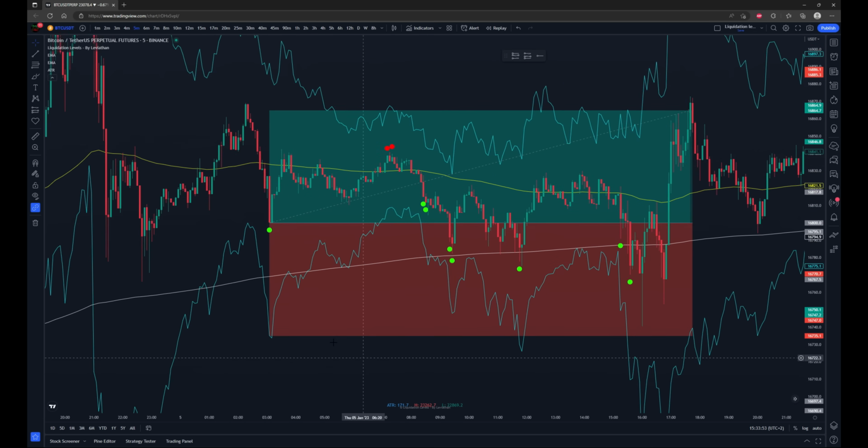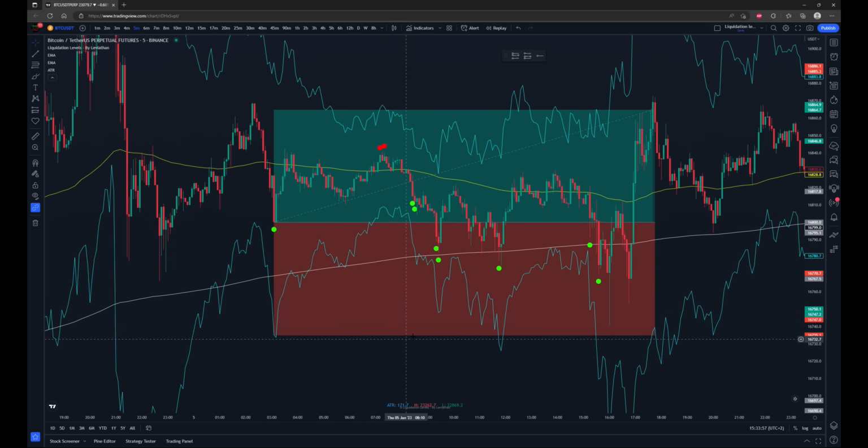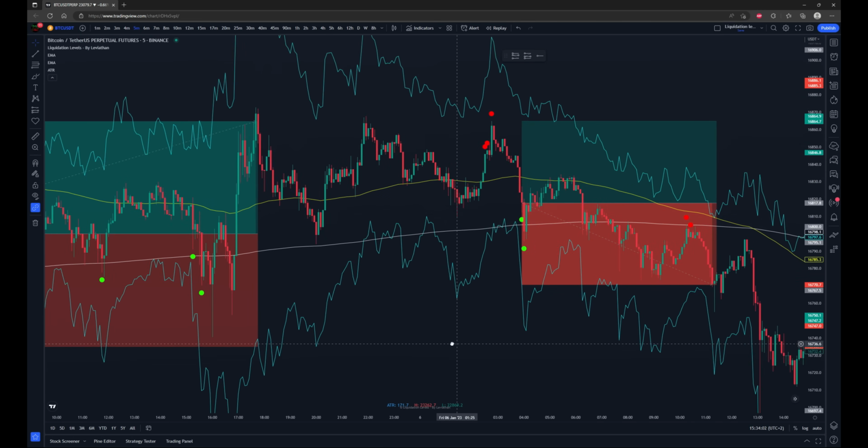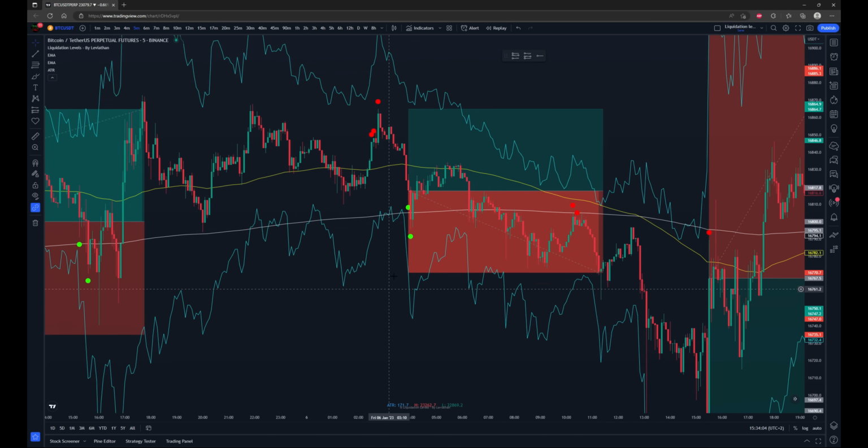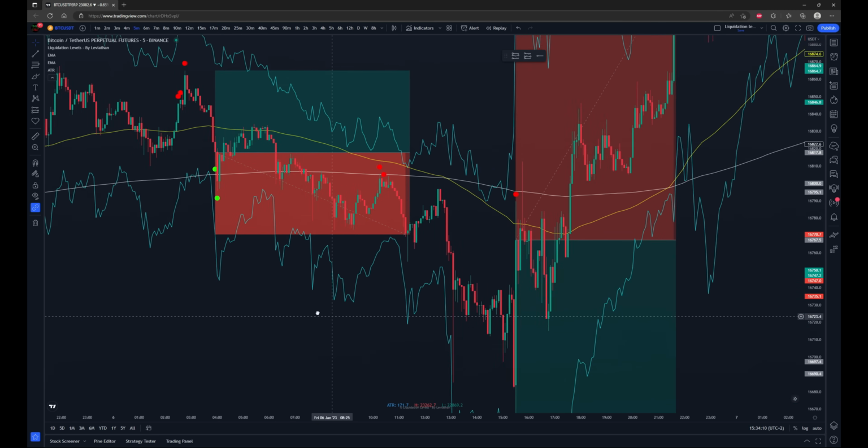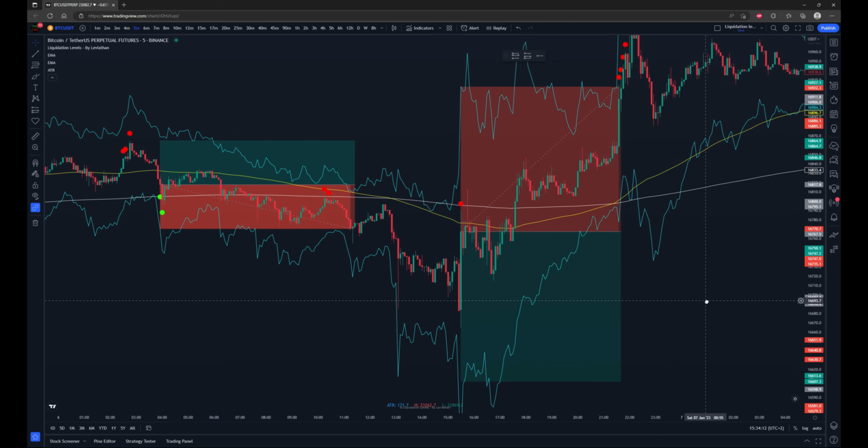Then we have another one where we get a green dot under yellow line, and this one also ends up being a profitable trade using a 1-to-1 risk to reward ratio. So we move on after that trade to our next green dot, and yellow is still over white. This one ends up being a loser, but still a valid entry there. And then we have another loss here.